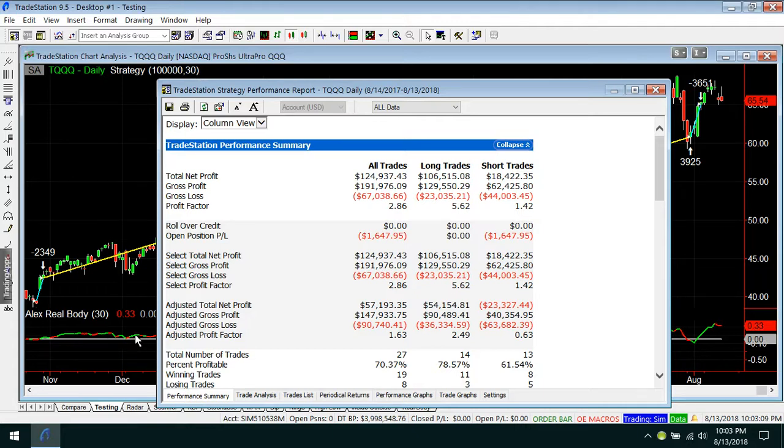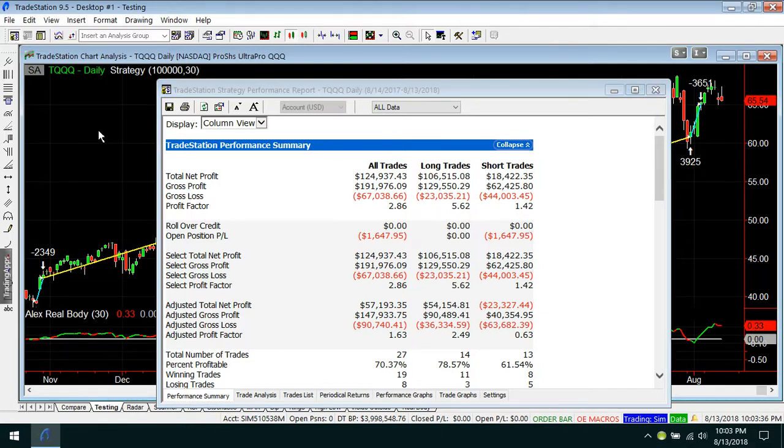Now you can change that. It'll still make a profit, but you can change that if you want to make more trades or fewer trades. I'm comfortable making about 2 trades a month, so this made 27 trades in a year. It won 70% of them, and it won 19 trades and lost 8. So that's what it did, going long and short.